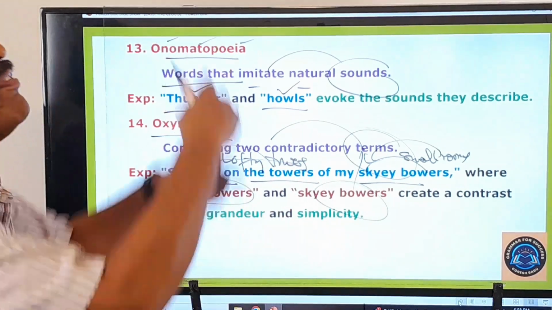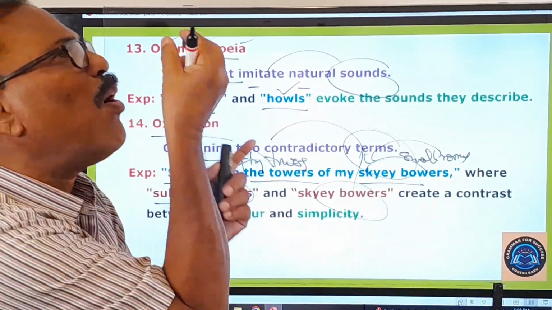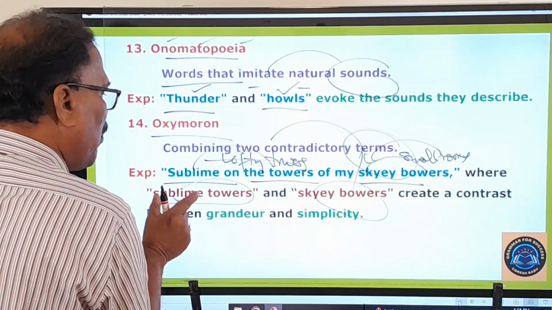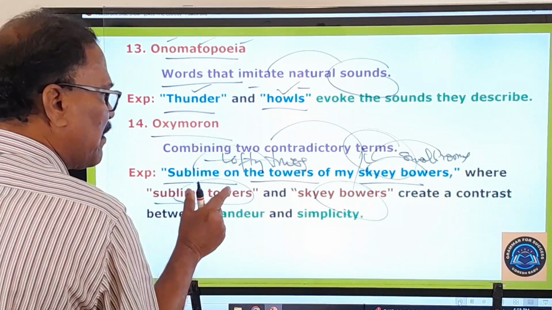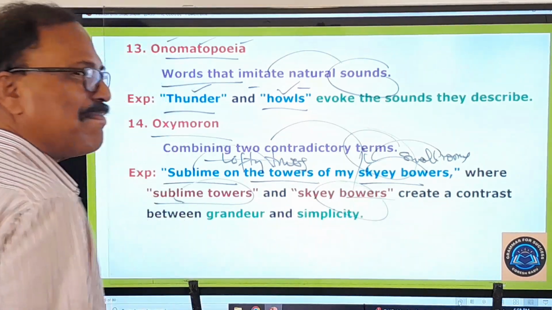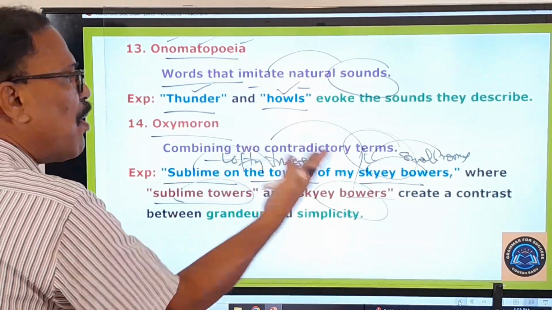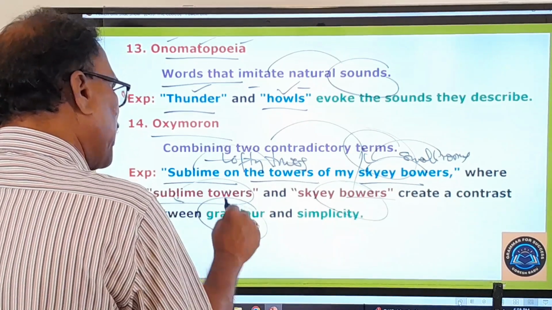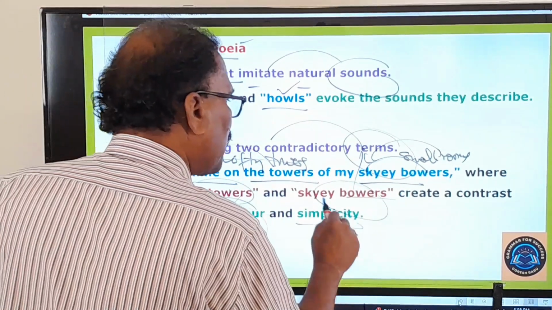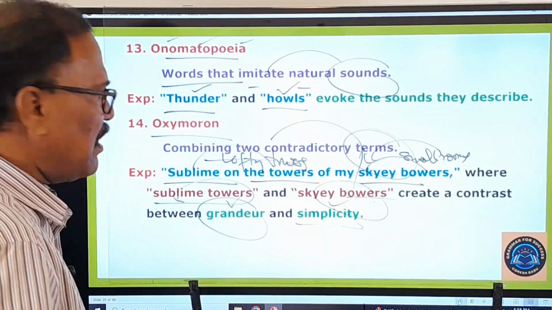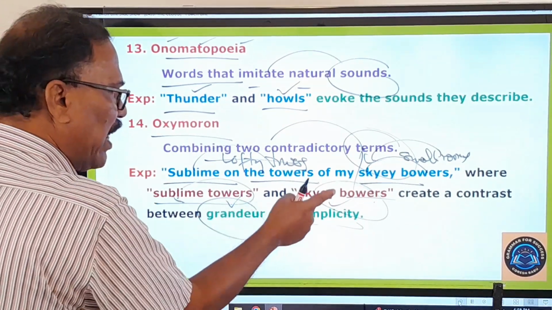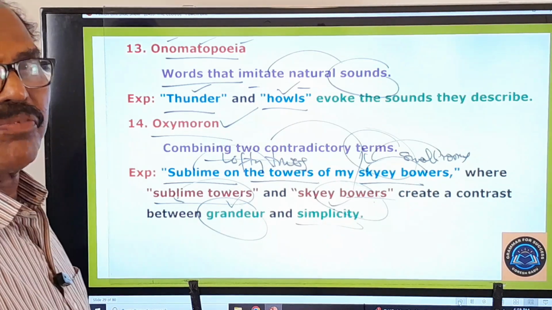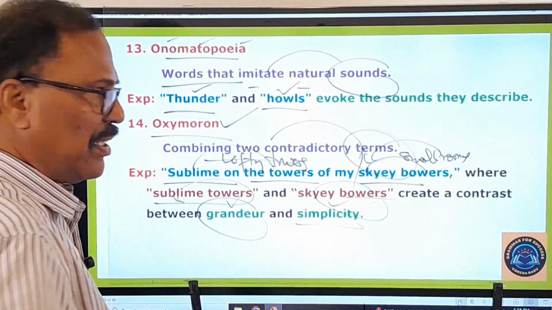Lofty towers means lofty buildings. Lofty buildings with small rooms. Quite opposite. Sublime towers means lofty towers, big buildings with small rooms. Quite opposite. So it creates a contrast between grandeur and simplicity. Big buildings indicate grandeur, small rooms indicate simplicity, isn't it? So this is therefore called oxymoron. Right. Now let's move on to other literary devices.